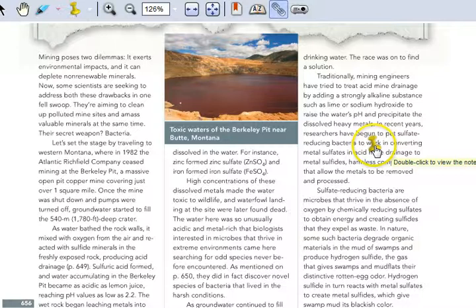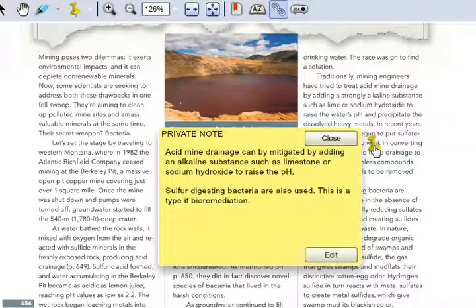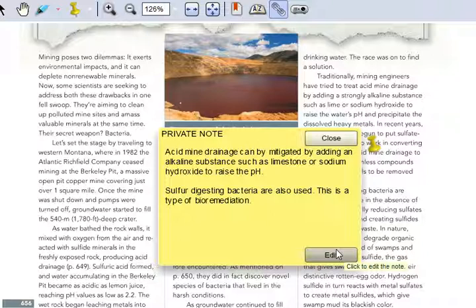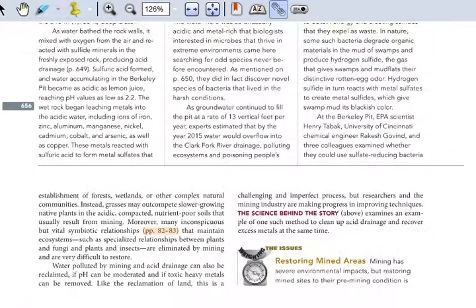And this is an interesting article about using bacteria to clean up some of the problems from mining. It's called bioremediation. And so they've been using it with acid mine drainage. So sulfur digesting bacteria are used. And it's a type of bioremediation. And bioremediation is using a living organism, usually bacteria, to clean up some sort of waste product. Also here, they're trying to fix acid mine drainage by adding an alkaline substance, whether it's limestone or sodium hydroxide, in order to raise the pH and make it close to neutral, which is what it should be.